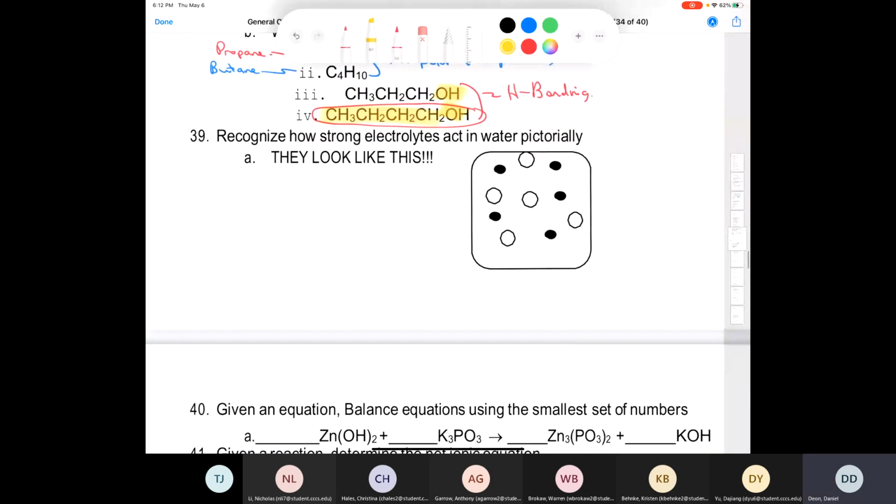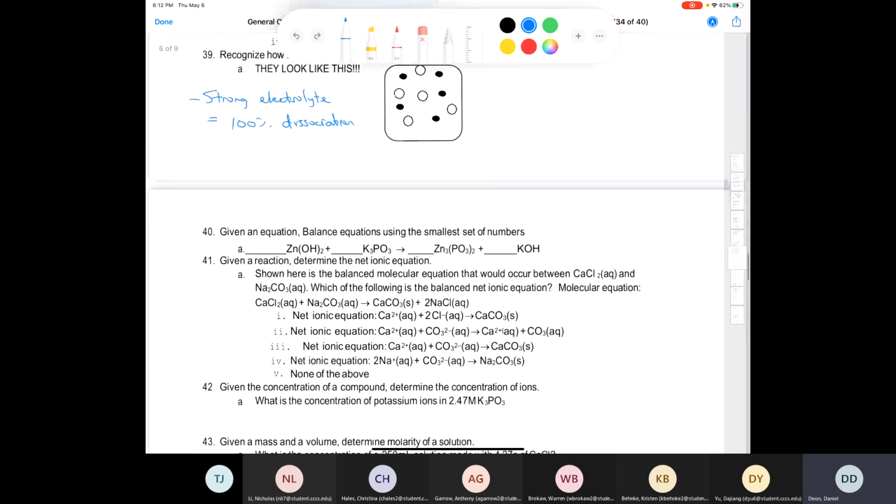There we go. Recognize what a strong electrolyte looks like in water. They look like this. All it means is that a strong electrolyte is going to dissociate completely. So we'll put here, strong electrolyte equals 100% dissociation. Okay, so you see how everything is broken apart into its particles here.